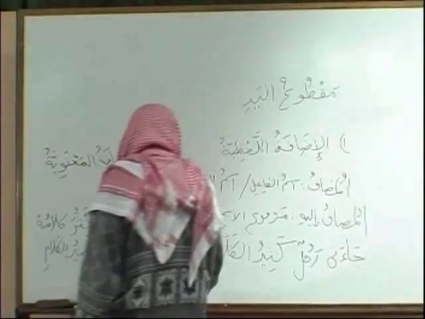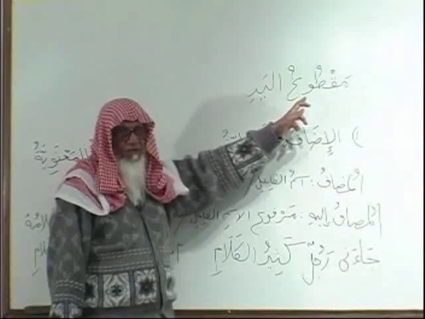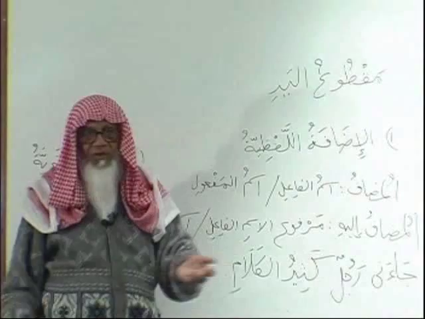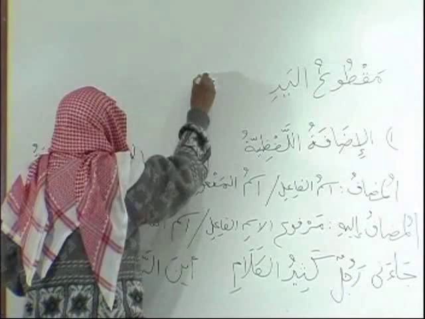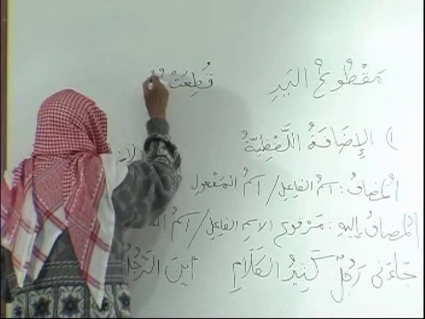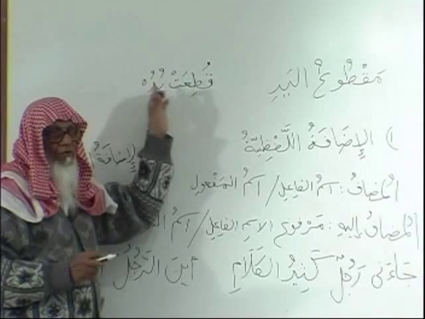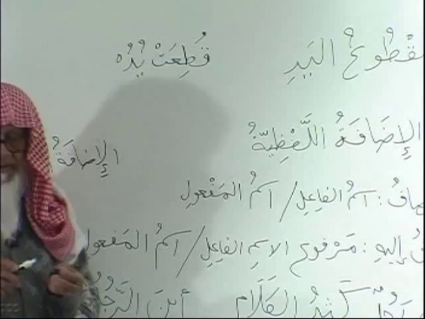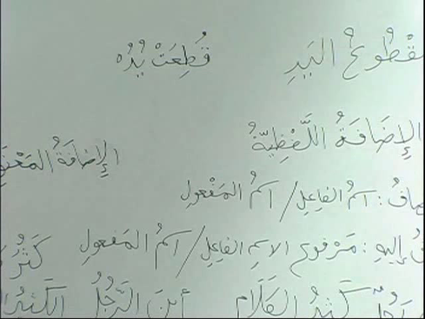So here, al-yad, what is it in construction? Here it is majrur, but actually, quti'at yaduhu, his hand was chopped off, cut. So this is na'ib al-fa'il. So maqtu'ul yadi is idhaafa lafziyyah. Ra'aytu rajulan maqtu'al yadi.